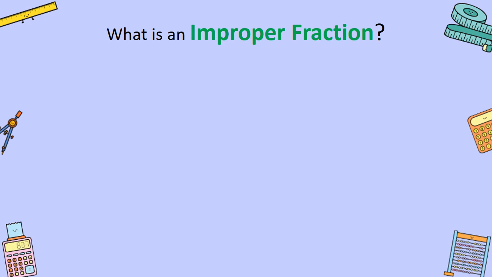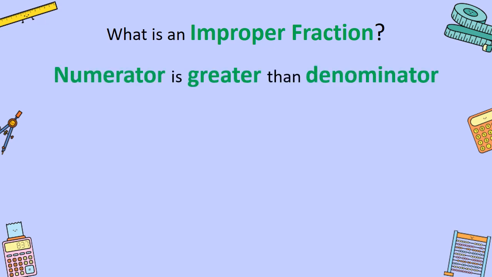Now let's look at improper fractions. An improper fraction is the opposite of a proper fraction. So an improper fraction is a fraction in which the numerator is greater than the denominator. For example, 5 by 2. Here we can see 5, the numerator, is greater than 2, the denominator, and that is why 5 by 2 is an improper fraction.